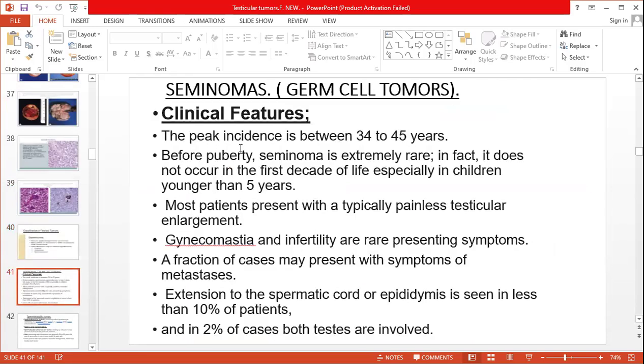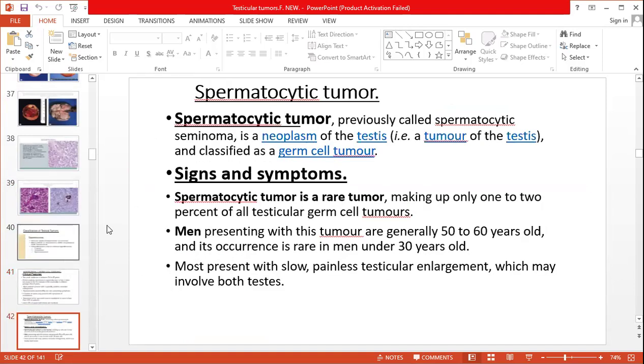The clinical feature: peak incidence is between 34 to 45 years of age. Gynecomastia and infertility are very rare presenting symptoms. A fraction of cases may present with symptoms of metastasis. Most patients present with a typical painless testicular enlargement also.